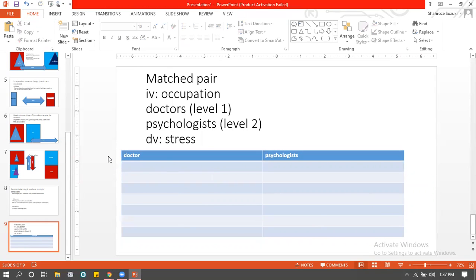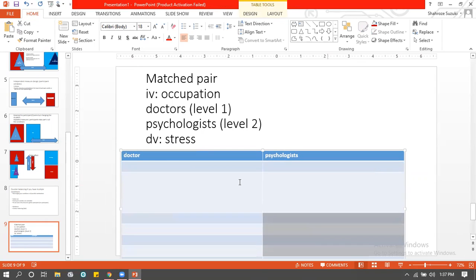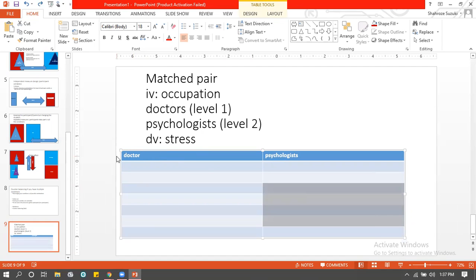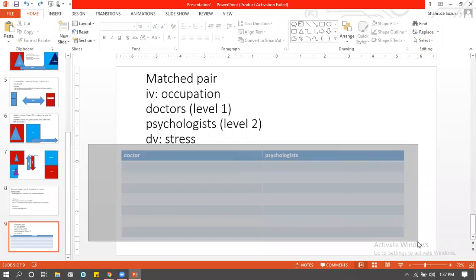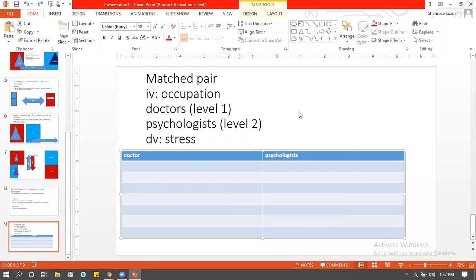Up till now, what does it look like? Does this give you a picture of a matched pair design? Or sorry, does this give you a picture of a repeated measure design or independent measure design? This one.